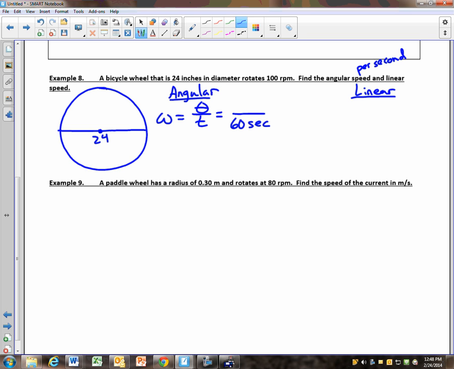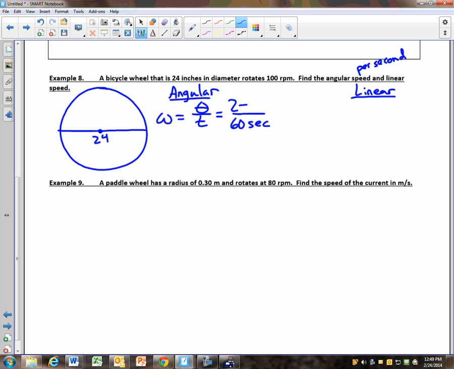Now here's the tricky part for people to think about. What is one rotation in radians? 2 pi. So one rotation in radians is 2 pi. How many rotations has this made? 100 rotations. Okay, so over the course of 60 seconds, how many radians has this covered? 2 pi times 100.